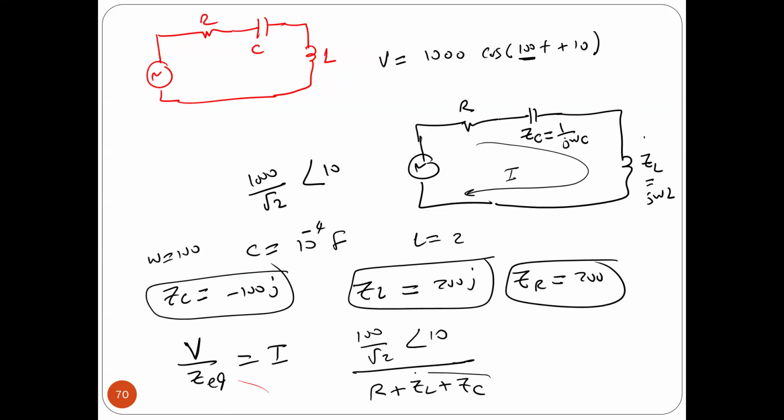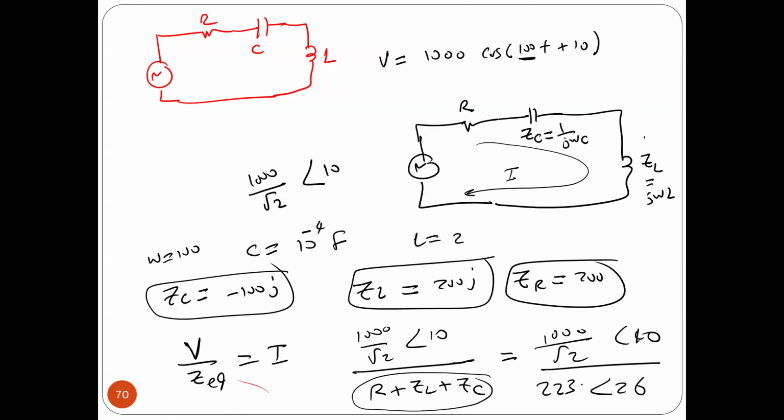Okay, so you need to convert this from the rectangular form to the polar form. So I will be 1000 divided by square root of 2, which is 110, divided by the total impedance, with angle 26. This way, you can calculate the current. Once you have the current, can you get the power here?